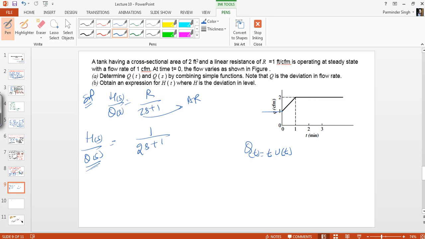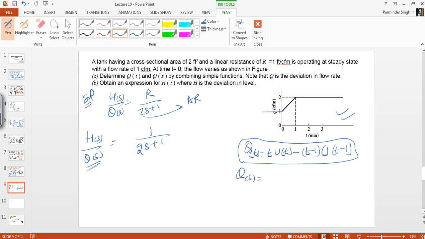At time t equal to 1 the ramp is stopped, so it becomes (t minus 1) u(t minus 1), and it remains there and the flow rate continues to follow. So this is your q(t) which you have determined from this plot. Now what will be Q(s)?